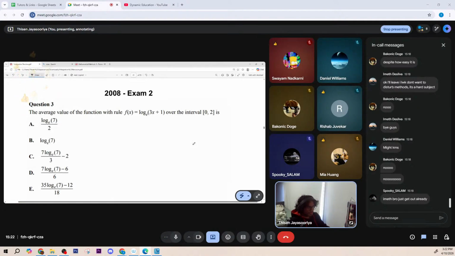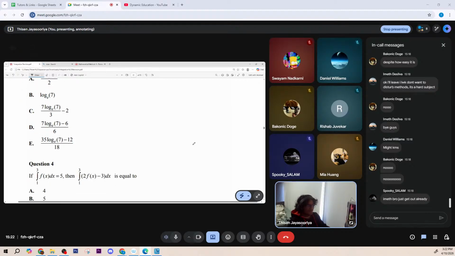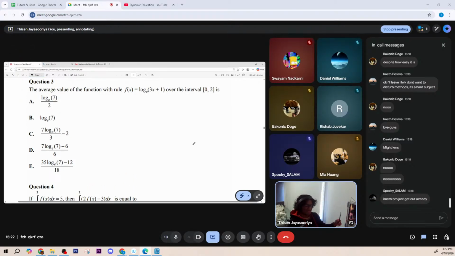So, another average value question. Have a go at doing this average value question. Let's see how you guys go. What do you guys get for the average value of this function? And I'll race you guys. I'll do it by hand. You guys use your calcs, I'll do it by hand.